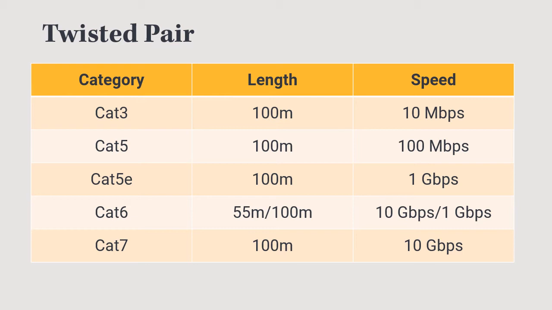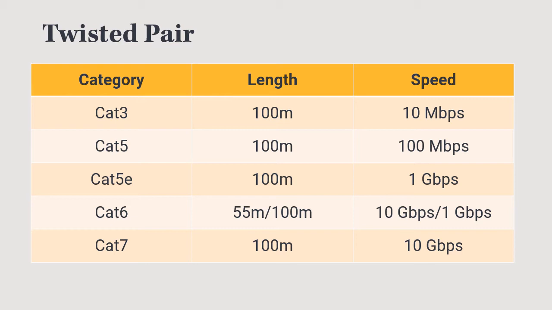So we see category 3. This is not a cable that we use very much anymore, because the speed is only 10 megabits per second, which is very slow for our modern networking. That used to be a pretty good speed, but now that would be extremely frustrating to try to use in a network. And again, the length is 100 meters. And what you'll find is most of these category lengths, they're actually rated at 100 meters. And so the category 3 is rated at 100 meters for 10 megabits per second.